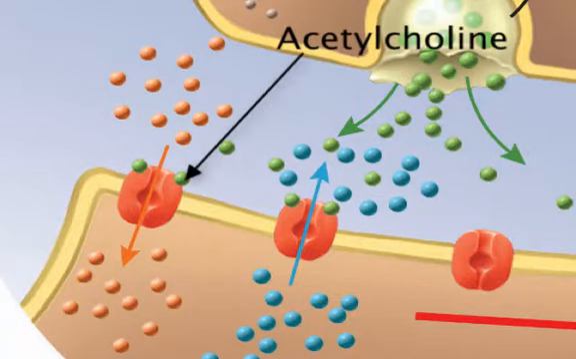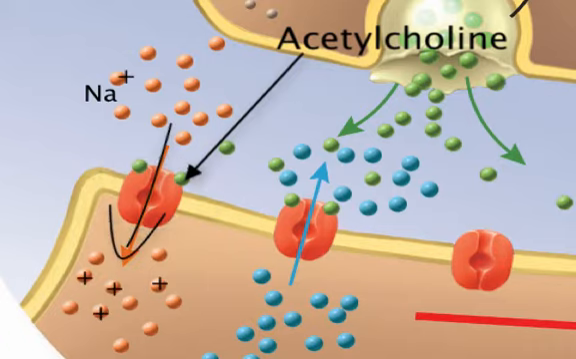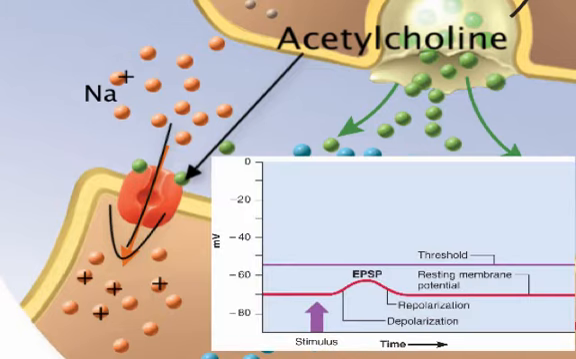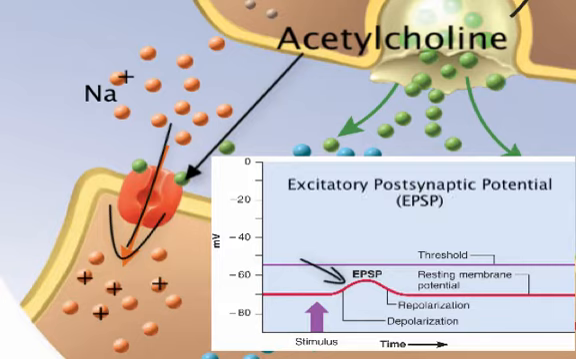If a neurotransmitter like acetylcholine opens a ligand-gated sodium ion channel, sodium ions will diffuse into the postsynaptic cell. This causes a local potential that depolarizes the membrane, bringing it closer to threshold. Since the postsynaptic membrane is closer to triggering an action potential, the membrane is said to be excited. Therefore, this is called an excitatory postsynaptic potential, or EPSP.